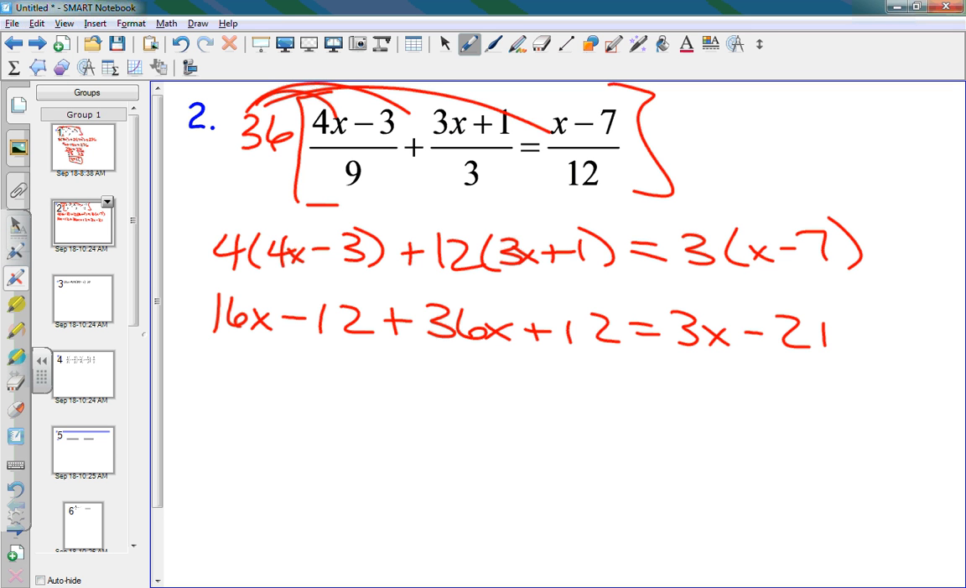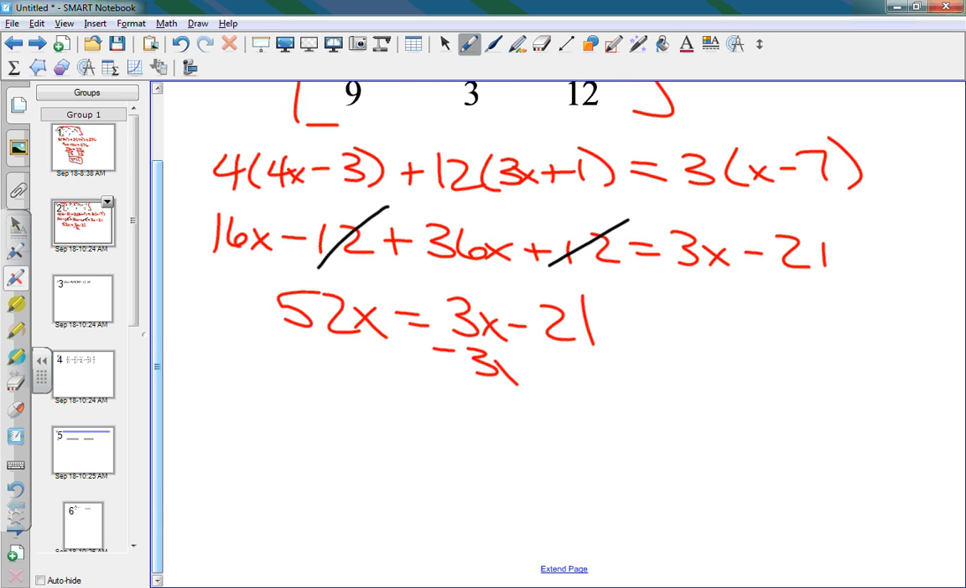CLT. Combine like terms. The 12s cancel out. Thank you, Heidi. And what is 16 plus 36? 52. It is a lot. Thanks, Dylan. And 52x equals 3x minus 21. What do I do? Subtract the 3x. And that gives you 49x is equal to negative 21.